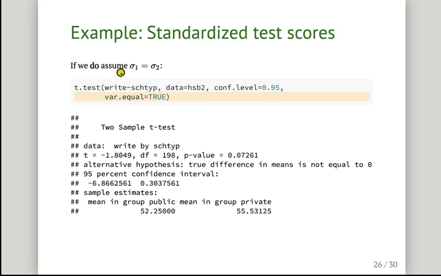However, if we assume that these populations have the same variance, so if we assume var.equal is true, well, that makes our standard error a bit smaller. That makes our p-value a bit larger. So here, we might make a different conclusion. We might fail to reject. That's one of the reasons why rejecting versus failing to reject a null hypothesis can be tricky. Depending on the assumptions that we're willing to make, we might end up with a different conclusion or a different result.